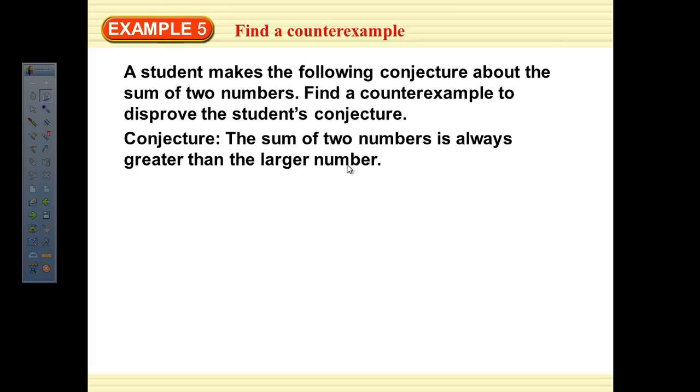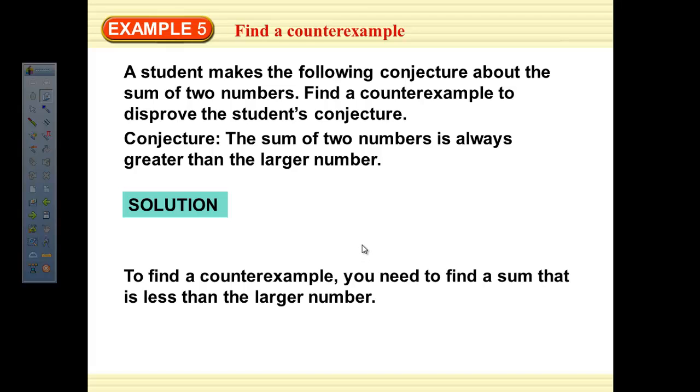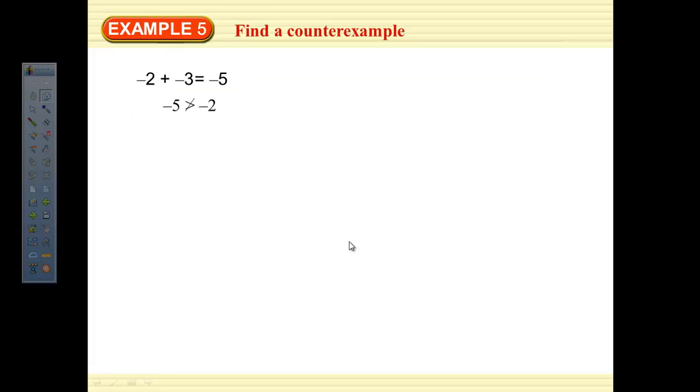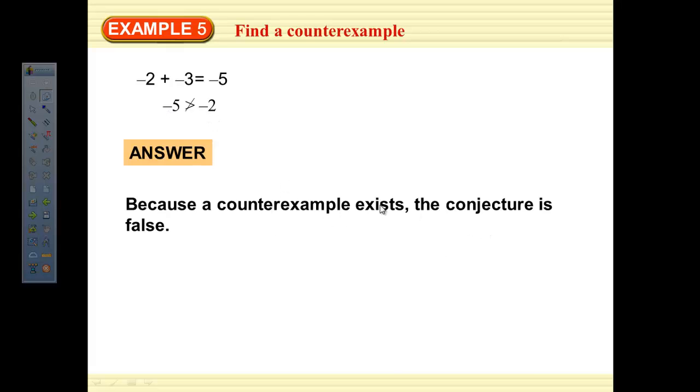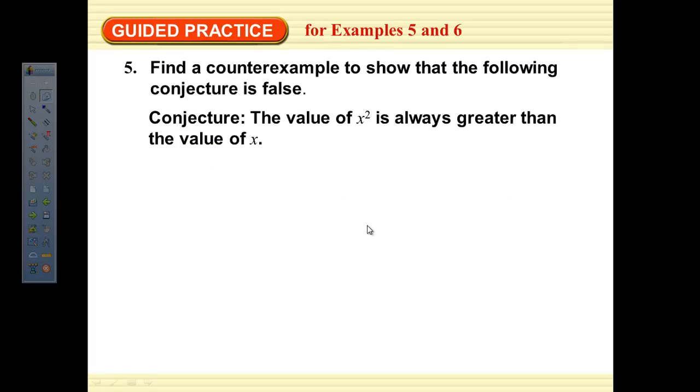So what you do is you think about it and you just think of an example that proves that it's false. Again, you need to find a sum that is less than the larger number. So what they did in this case was -2 plus -3 equals -5. -5 is supposed to be bigger than either of these two numbers. The bigger of the two numbers is -2, and -5 is not bigger than -2. Therefore, because a counterexample exists, our original statement is false.